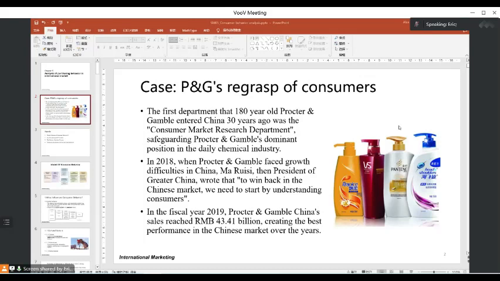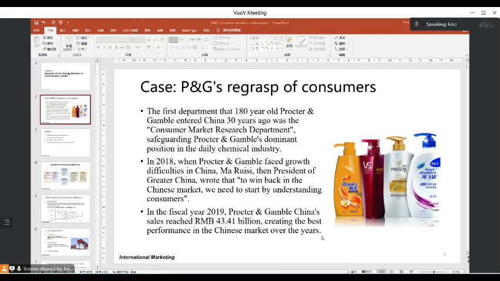Okay, just because it could fully understand the customer needs, and because it bravely embraced digital transformation for the young generation, we find that Procter & Gamble succeeded again. In 2019 it created its best performance in the China market over the years.